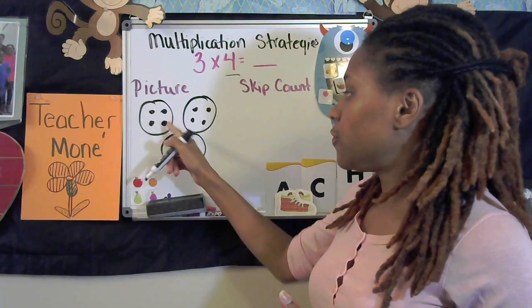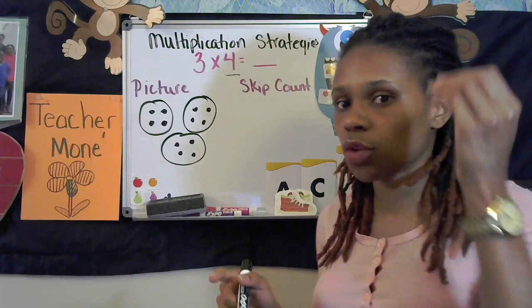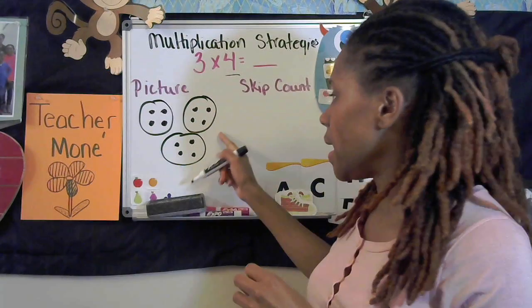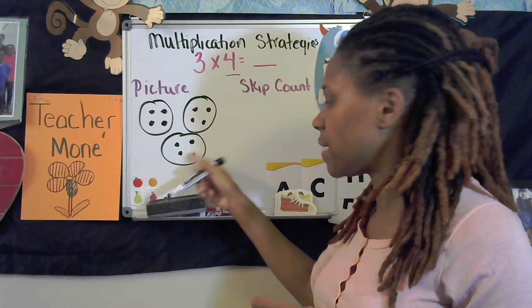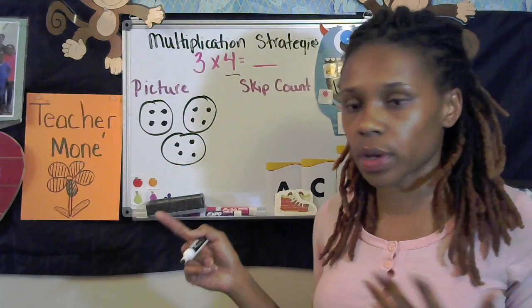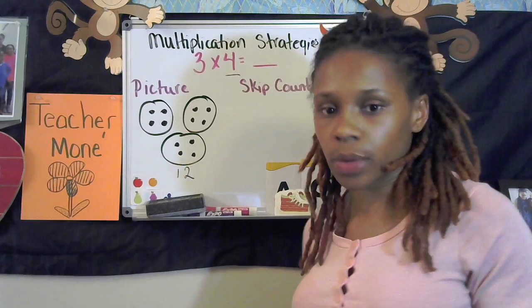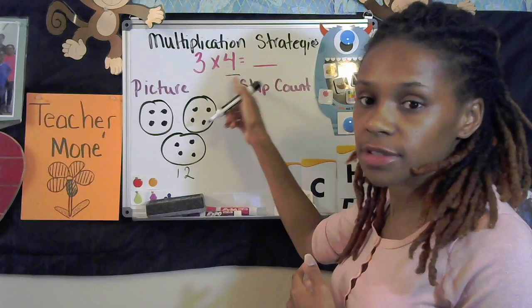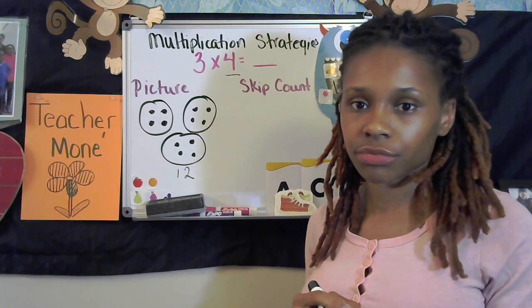1, 2, 3, 4. Hopefully they won't have to start at 1. They can just count on from 4. Or they know 4 and 4 is 8. 8 plus 4. If they don't know that, then they should be saying 8, 9, 10, 11, 12. Or 8 plus 4 equals 12. Okay, so here we have 12. Okay, so I've solved this equation, 3 times 4 equals 12, by making a picture.